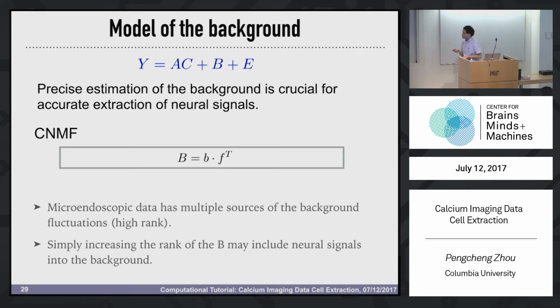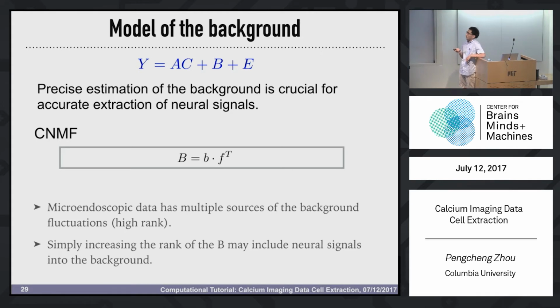First, I'll mention how plain CNMF models the background. Usually the background is modeled as a rank 1 matrix factorization. So it has a vector b and a vector f. b is the spatial component of this background source, and f is the temporal component of this background fluctuation. So the assumption here is that all pixels within the field of view share the same background fluctuations. This is the idea.